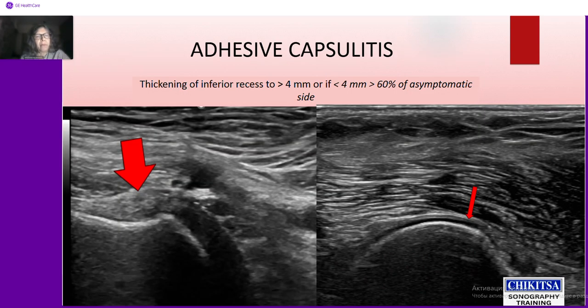So if you come now to the inferior recess, you see a thickening of the capsule. This is the normal side. This is your capsule on the normal side, barely seen. And if you see on the affected side, you find that it is much thickened. So here, if you find a reading of more than 4 millimeters, then that is thickened. If the reading is less than 4 millimeters, and it's more than 60% of the asymptomatic side, that also is considered as thickened. So these were the signs that we're looking for anteriorly.